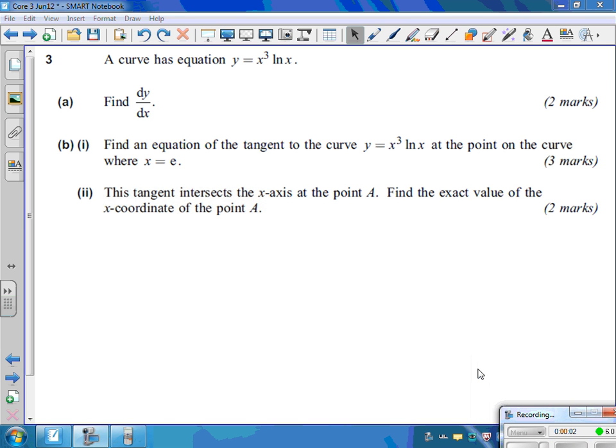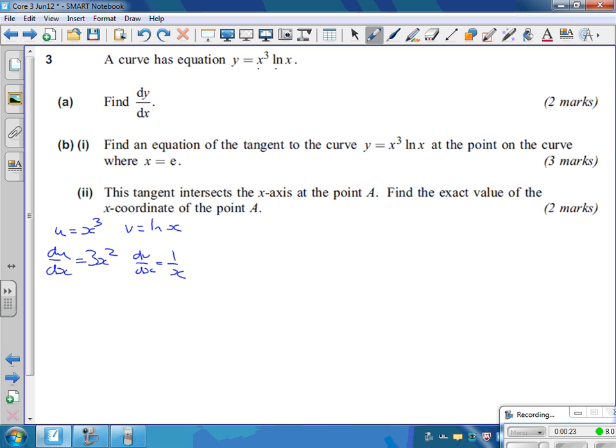June 2012 Q3, question 3, pretty standard, pretty nice differentiation product rule here. So we've got two parts. I've got u equals x cubed and I've got v equals ln x. So du by dx, differentiating, we get 3x squared, and differentiating the ln x, we get 1 over x.